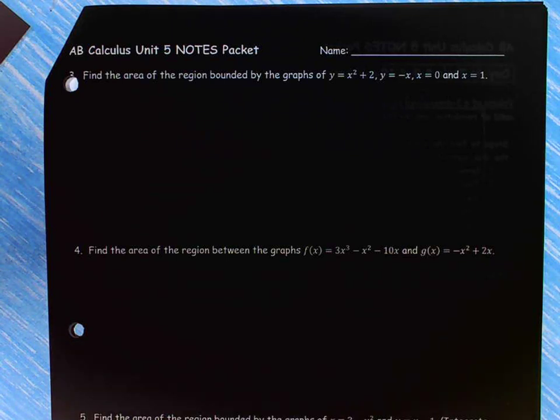So let's move on to this. So we've got number 3 here. We'll try some orange and green and stuff, see what happens.